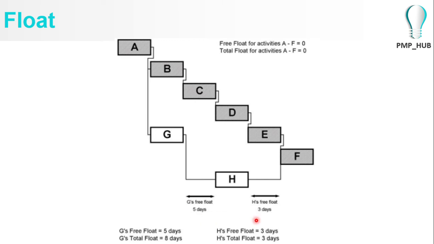However, for activity H alone, the free float will be 3 days, because if you delay more than 3 days, the early start date of F will start getting affected. And this will also be the total float of H, because beyond that the activity H cannot be delayed. So I hope you got an understanding of the concept of free float, total float and project float.